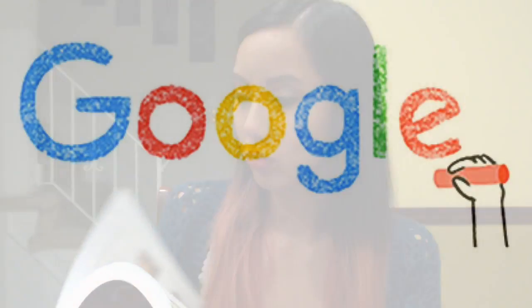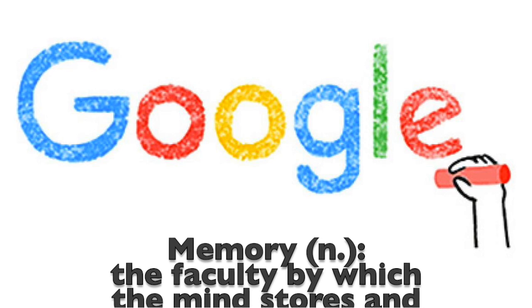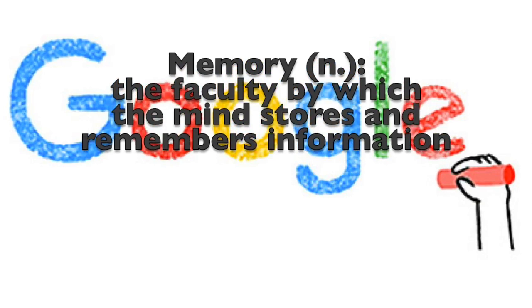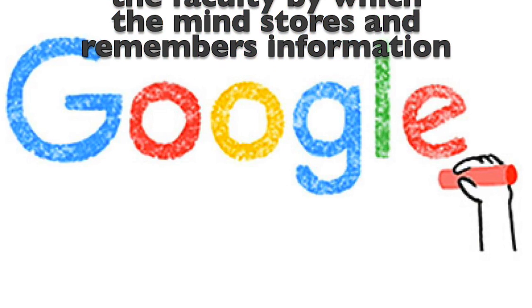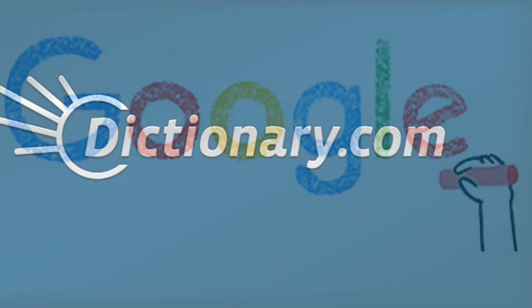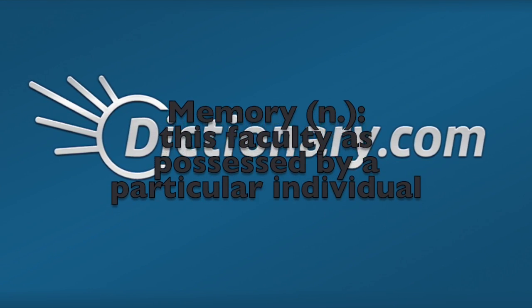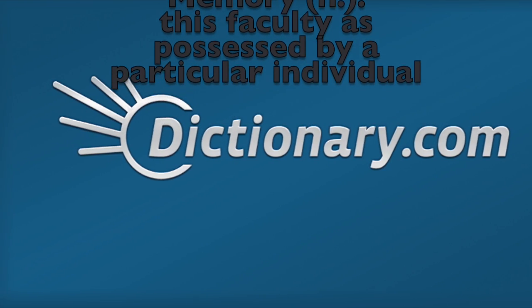We use the text Psychology, A Concise Introduction, in which Chapter 5 talks all about memory. After looking through our text and our glossary, there was no definite definition for memory, so I looked to Google. Google defines memory as the faculty by which the mind stores and remembers information. I also looked on dictionary.com for another definition. Dictionary.com defines memory as this faculty as possessed by a particular individual.